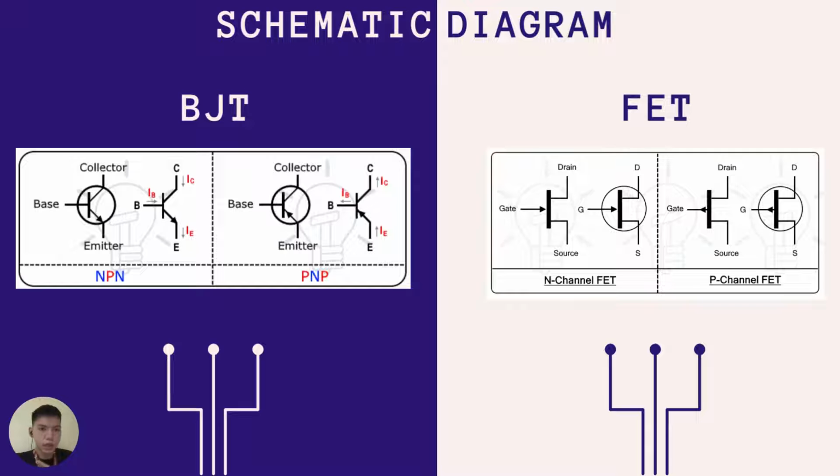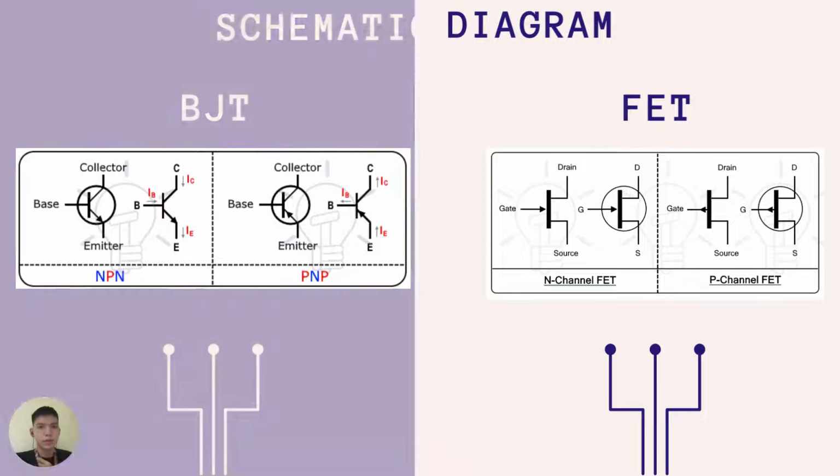So we have the schematic diagram of BJT and FET. As you can see, your BJT is either NPN or PNP. The schematic diagram is a common emitter because your emitter is connected to your two terminals, which are your base and the collector, and also the emitter is connected to the ground. And here in your FET, you have drain, gate, and source in your N-channel, and in your P-channel it is the same, with drain, gate, and source.